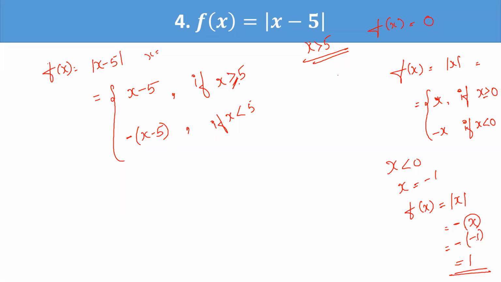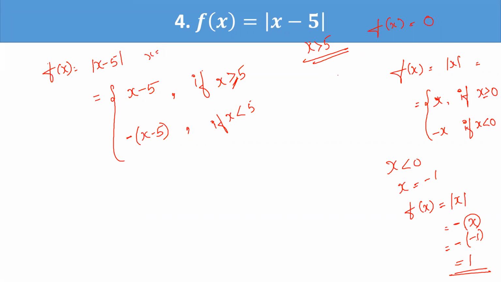Did you understand why we have taken it in this form? Should I repeat? Okay, fine. You have understood. So now, okay, I should repeat. Okay, fine. So the modulus function makes everything positive, correct?